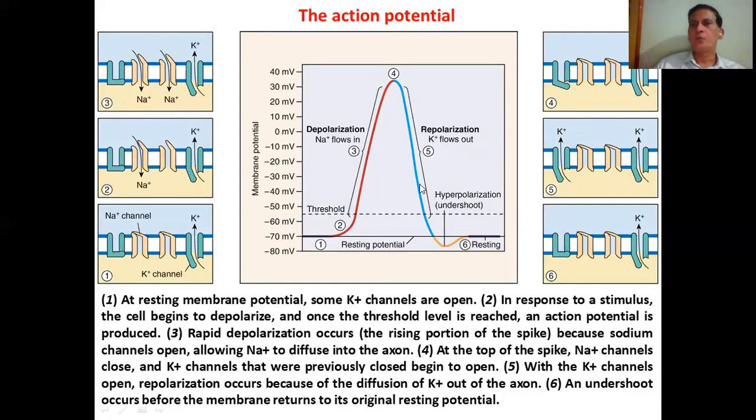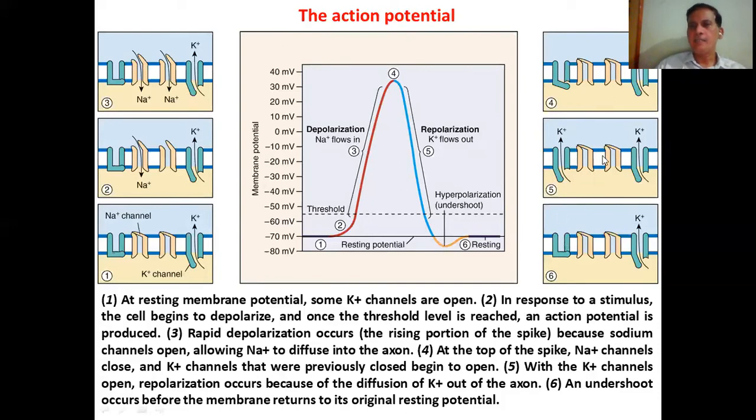Now it goes down because of the flow of the potassium out. So this step is the repolarization. However, when this repolarization is attained, then at some point we see a hyperpolarization, or the undershoot.